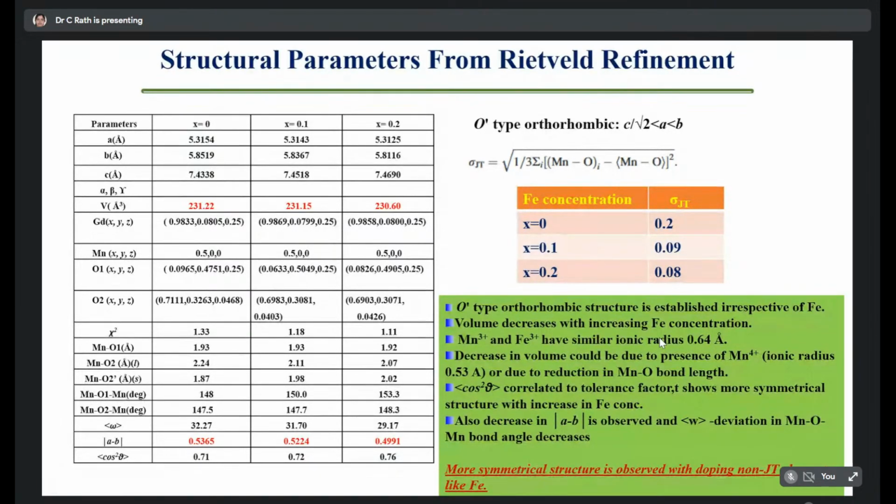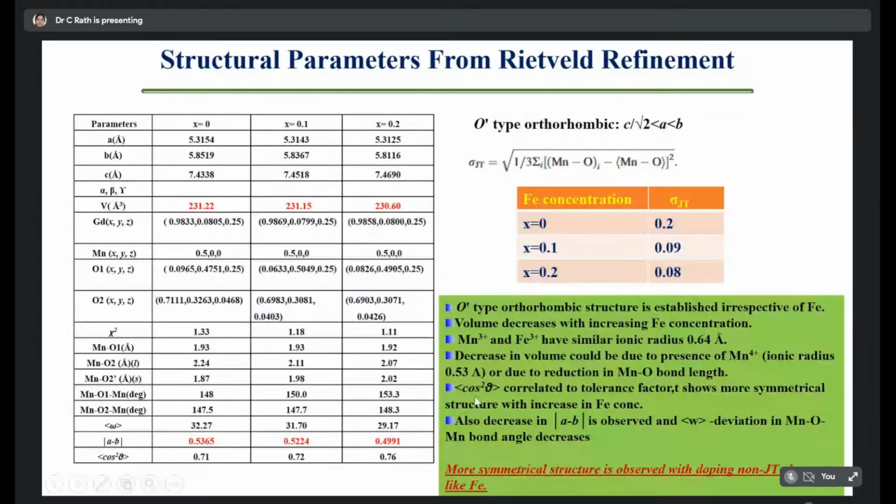Why does this volume decrease? One can find out the reason behind this. Mn3+ and iron 3+ have similar ionic radius, so one should not expect any change in the volume because we are doping iron. So we expect that iron should dope on the Mn site. However, there is a decrease in volume. That decrease in volume could be due to the presence of Mn4+, which has an ionic radius less than Mn3+, 0.53, or due to the reduction in Mn-O bond length. So one has to find out the presence of Mn4+ through another technique.